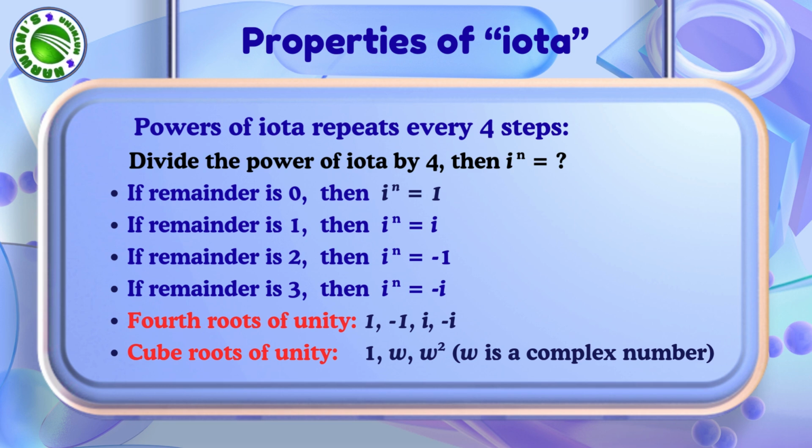If remainder is 1, then the answer will be iota. If remainder is 2, then the answer will be minus 1. If remainder is 3, then the answer will be minus iota. 1, minus 1, iota and minus iota are the fourth roots of unity, and 1, omega, omega square are the cube roots of unity, where omega is a complex number.